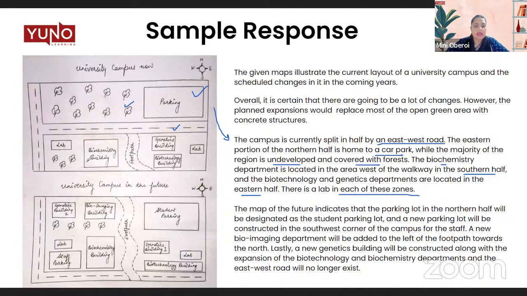So let's mark that. What do we see? Where is the biochemistry building? The biochemistry building is mentioned here. And the biotechnology building was mentioned here in the eastern half, right? So it is very logical. See, we are already given a compass. So it is easy to follow this compass information.